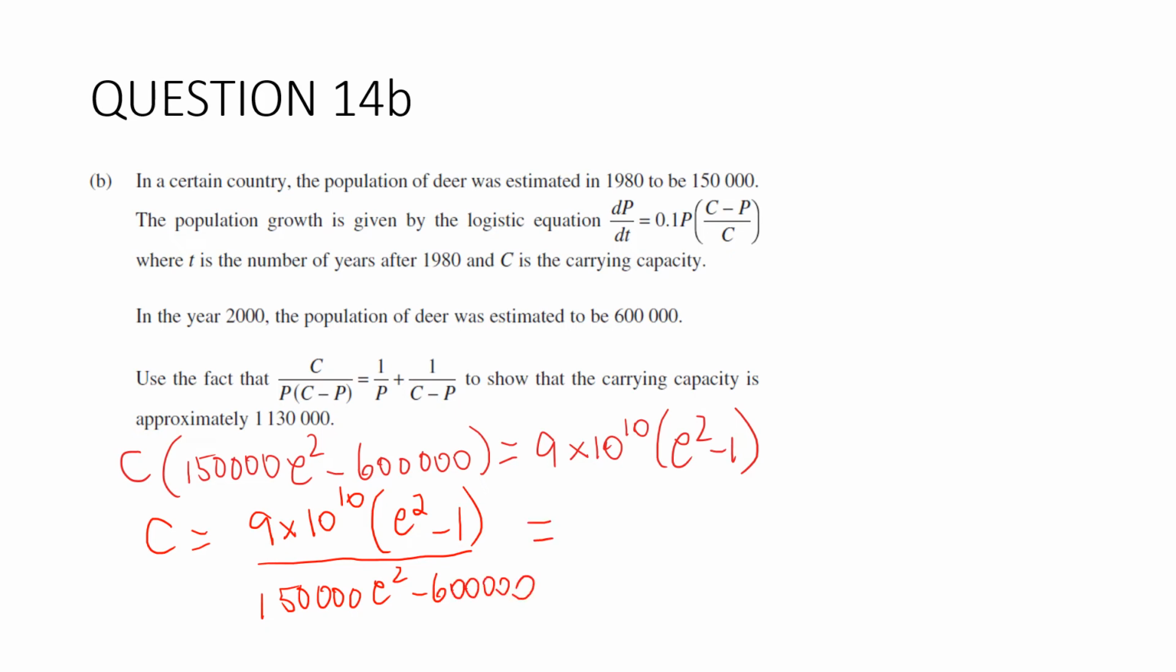Alright, what are the chances? On the calculator we get 9 times 10 to the power of 10 bracket e to the power of 2 take away 1 close brackets on 150,000 times e to the power of 2 take away 600,000. Which is, oh my goodness, I actually got it right. 1,131,121, which is approximately equal to 1,130,000.